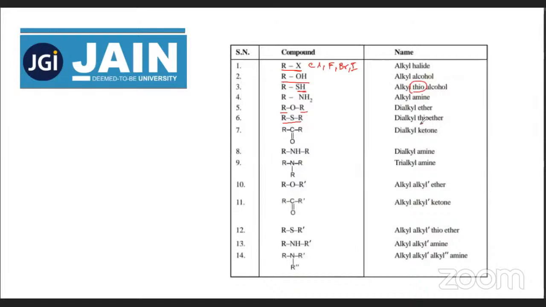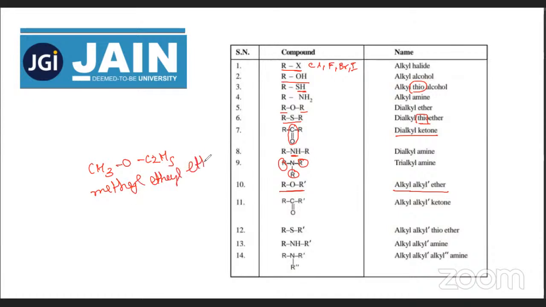RSR, dialkyl thioether. See, the thio word came because sulfur is there. RCOR, dialkyl ketone, because this is a ketone group. Dialkylamine, in between amine is there, that's why. Trialkylamine, because I have three alkyl groups. This is ROR dash, alkyl alkyl ether, because R is changing. If I have CH3, then O, then C2H5, I write the names of the alkyl groups. First I'll write this side name, then this side name, and then ether. But this will change when I'm writing the IUPAC name. So we'll see all that.